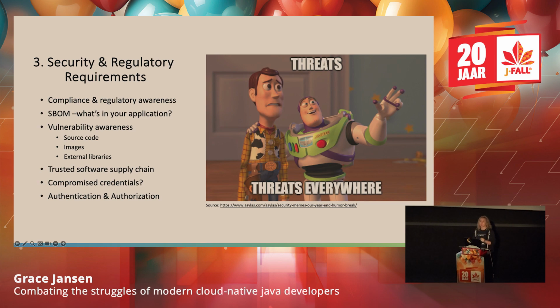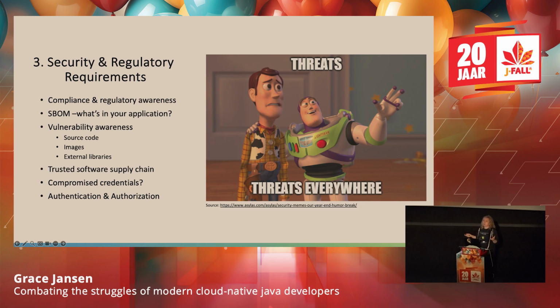Especially when we're making use of open source tools and technologies, it's vital that we know what's in our application so that we can be aware of potential vulnerabilities and security risks that we might be facing. So having things like SBOMs, software bills of materials, being aware of vulnerabilities, whether in our source code, in the images we're using, or external libraries we might depend on. Having that trusted software supply chain. So do you know where your images are coming from, and do you trust that source?